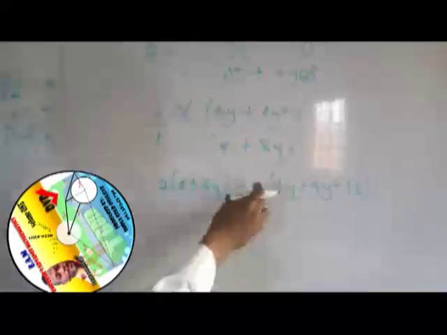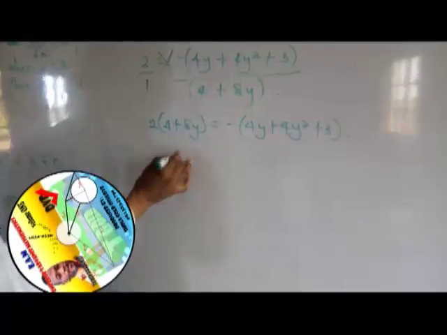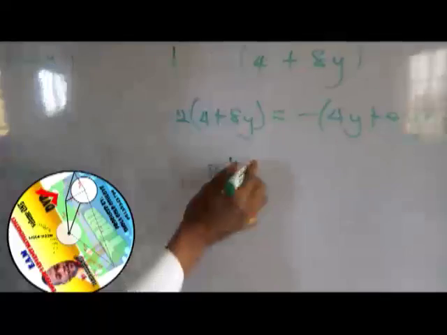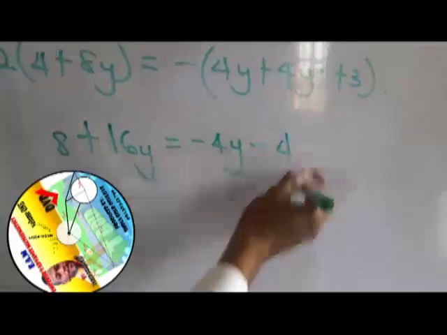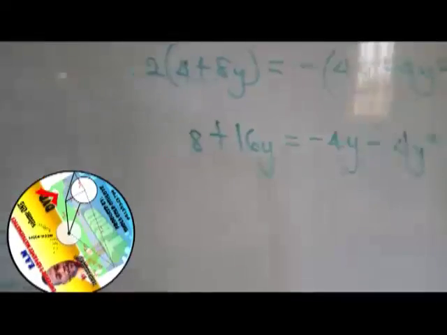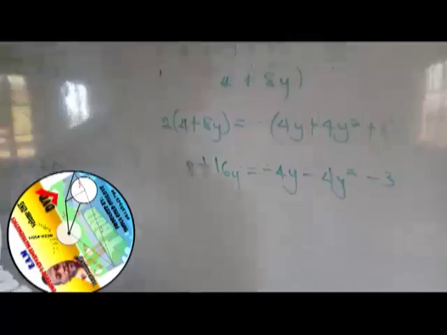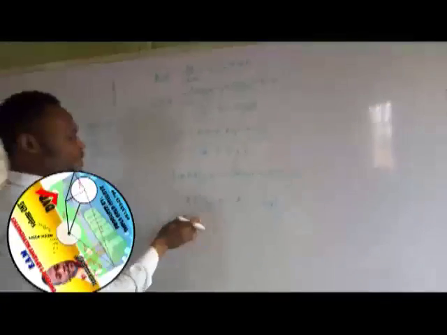Let's expand this minus out so as to ease the whole work. 2 times 4 is 8 plus 2 times 8y is 16y is going to be giving me minus 4y squared minus 3. Now I'm going to be collecting like terms. Let me see what I can do towards that. So let me bring this one to this side and bring it to this side.